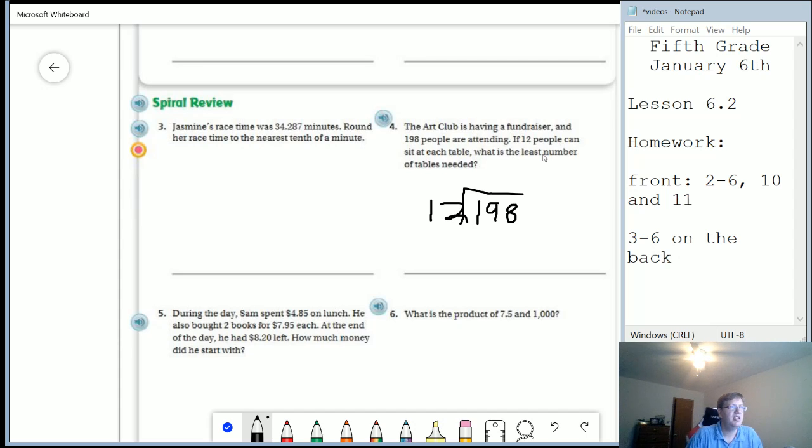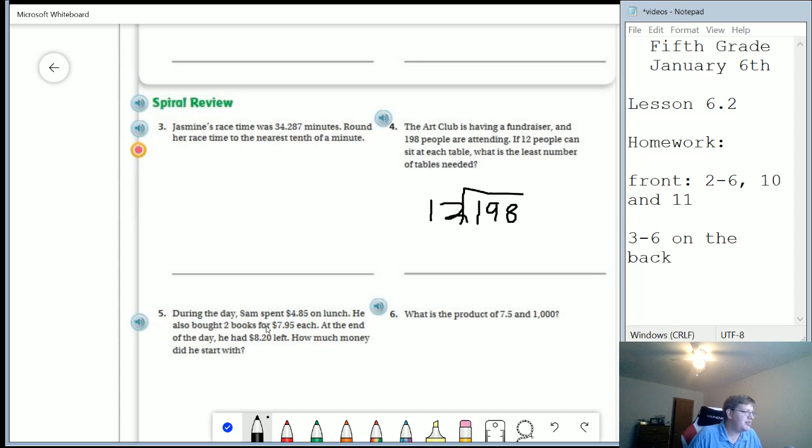And then keep in mind, one of the lessons that we did back in the fall with talking about what the remainder would mean, if there is a remainder for this, then we need an extra table, even if that extra table will not be full and have 12 people sitting at it.